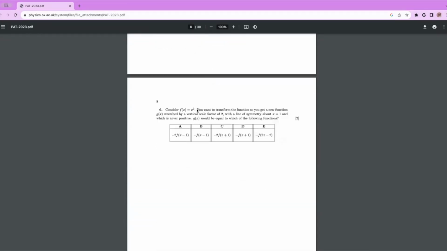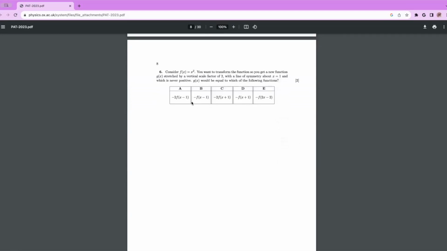And next question, 6. Consider f of x is equal to x squared. You want to transform the function so that you get a new function g of x stretched by a vertical scale factor of 2 with a line of symmetry about x equals 1, and which is never positive. G of x would be equal to which of the following functions? So this is not the hardest, but it's, I suppose, moderately interesting.